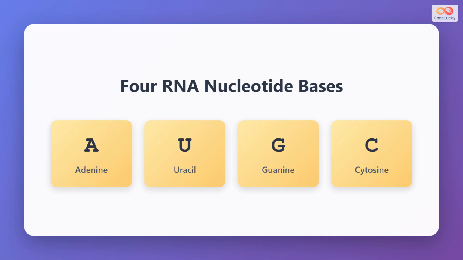To understand codons, you first need to know the 4 building blocks of RNA. These are the nucleotide bases: adenine, represented by the letter A, uracil, represented by U, guanine, represented by G, and cytosine, represented by C. Unlike DNA, which contains thymine, RNA uses uracil instead. These 4 bases are the alphabet of the genetic code, and every codon is made up of 3 of these letters.